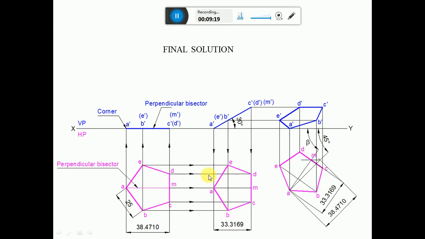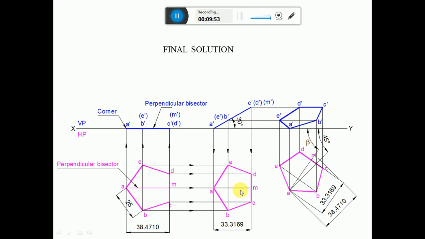Similarly, draw a vertical projector from C dash and D dash and M dash and draw a horizontal projector from C and D and M to intersect at these respective positions of C, D, M. Then mark these points A, B, C, D, E and M. Then join A to B, B to C, C to D, D to E and E to A with a dark line. So when the perpendicular bisector of the edge is passing through the corner and with the lamina is inclined to HP, you are going to get the apparent length.